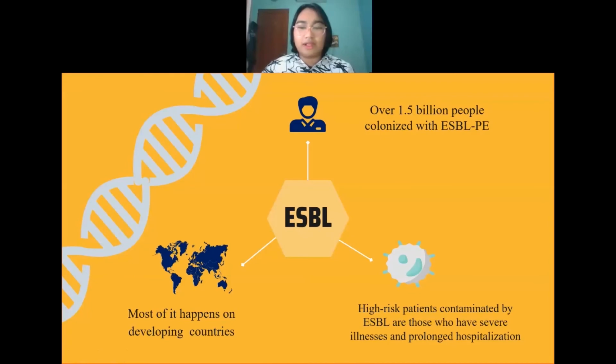ESBLs are widespread around the world, with over 1.5 billion individuals colonized with ESBL-producing Enterobacteriaceae. Most of this burden falls on the developing nations. These high-risk patients infected with ESBL are the individuals who have serious illnesses and prolonged hospitalization. The high-risk patients are likewise known to be individuals who are contaminated by the ESBL producer strains, as this renders medicine ineffective on them. That's all from me.